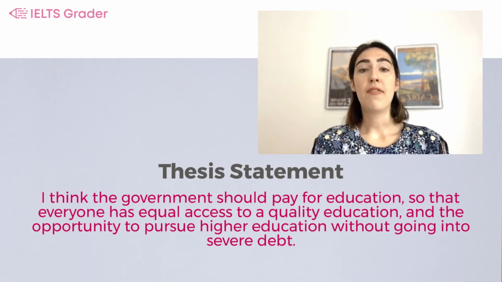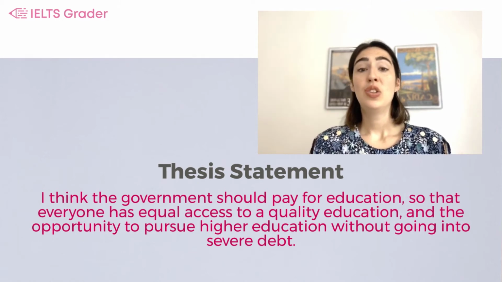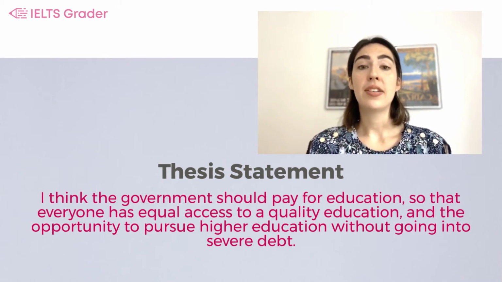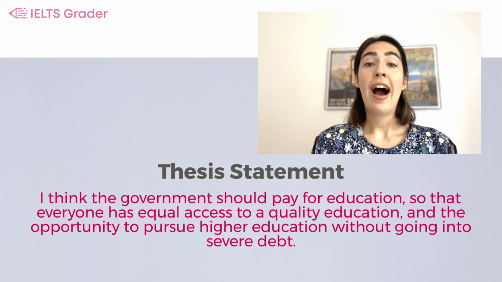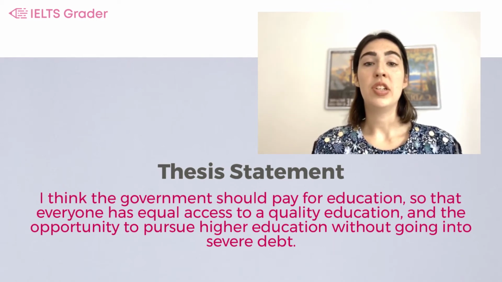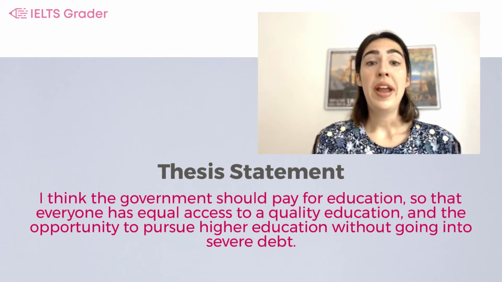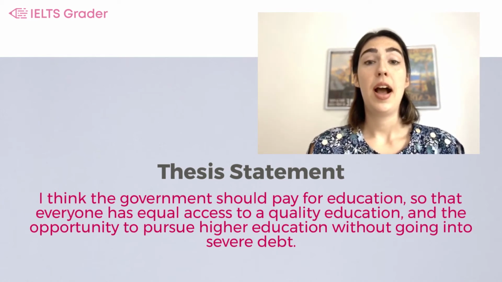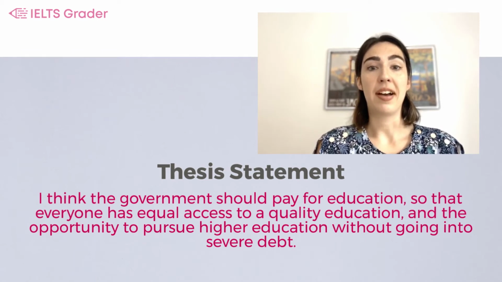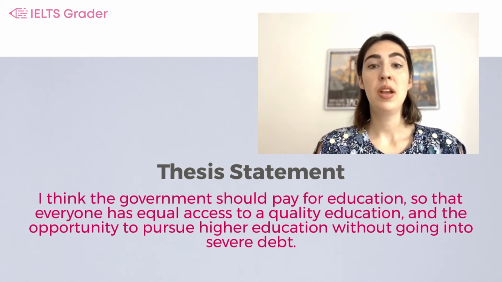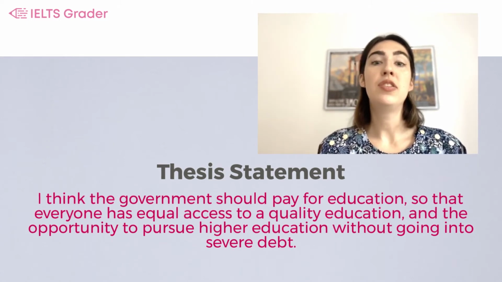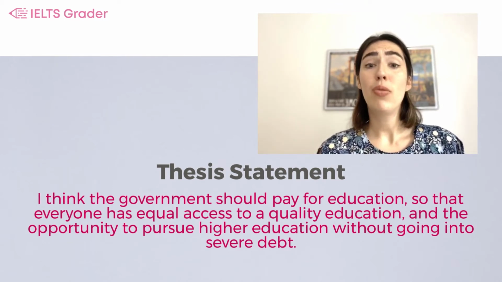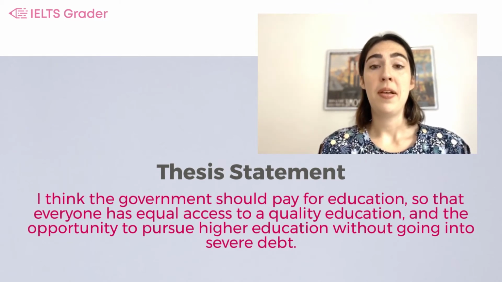I think the government should pay for education so that everyone has equal access to a quality education and the opportunity to pursue higher education without going into severe debt. So now I've talked very specifically about the 2 points I gave general facts about in the middle of my introduction. And now I've also taken a stance on the opinion the prompt asked me to decide on, which was to agree or disagree with the statement that government should pay for education for all people.